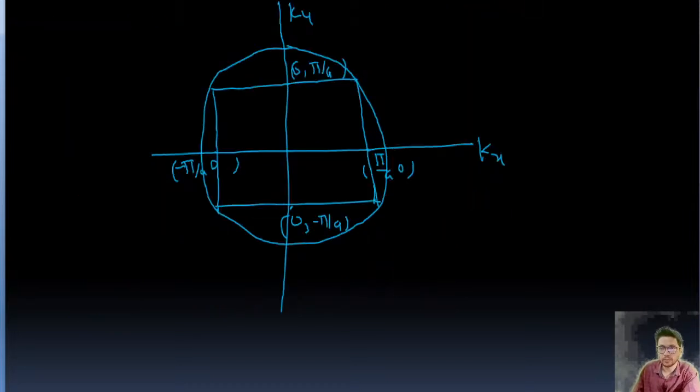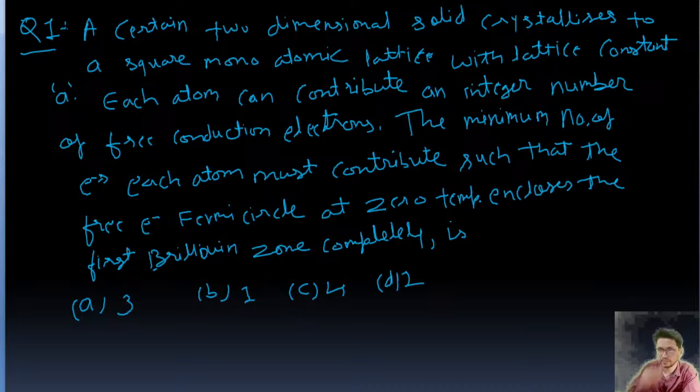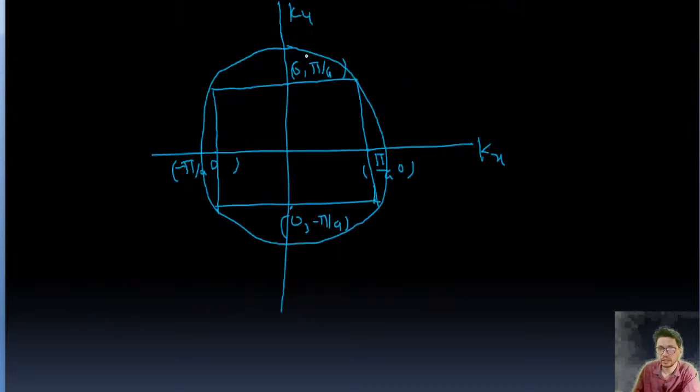Well, so I'm going to solve it. This is the figure, guys. So this circle we need to find out. This is the circle, guys. Okay, and that is a free electron Fermi circle at zero temperature. Okay, so that is enclosing the complete first Brillouin zone. Okay, well, so we'll solve it now.